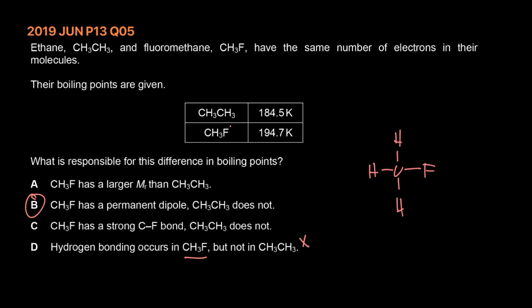On the other hand, bond strengths have got nothing to do with boiling points. And also, by the way, Mr has got nothing to do with boiling points. Please, Mr has got nothing to do with boiling points. It's always about the number of electrons and the type of intermolecular forces. So the number of electrons are the same, the type matters. And the type is, this fellow is basically induced dipole, instantaneous dipole attraction. And this fellow is permanent dipole attraction. Hence the answer is bravo.